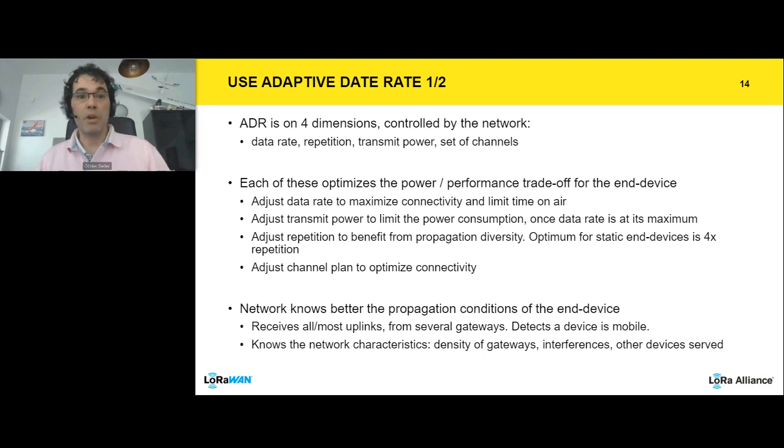Thanks to this microdiversity, the network can detect that a device is mobile versus static. The network of course also knows itself. It knows the density of the gateways in the network, the interferences. It knows also which devices it needs to serve. So the network knows better, and that's why the network is going to optimize these four dimensions of adaptive data rate for the end device.